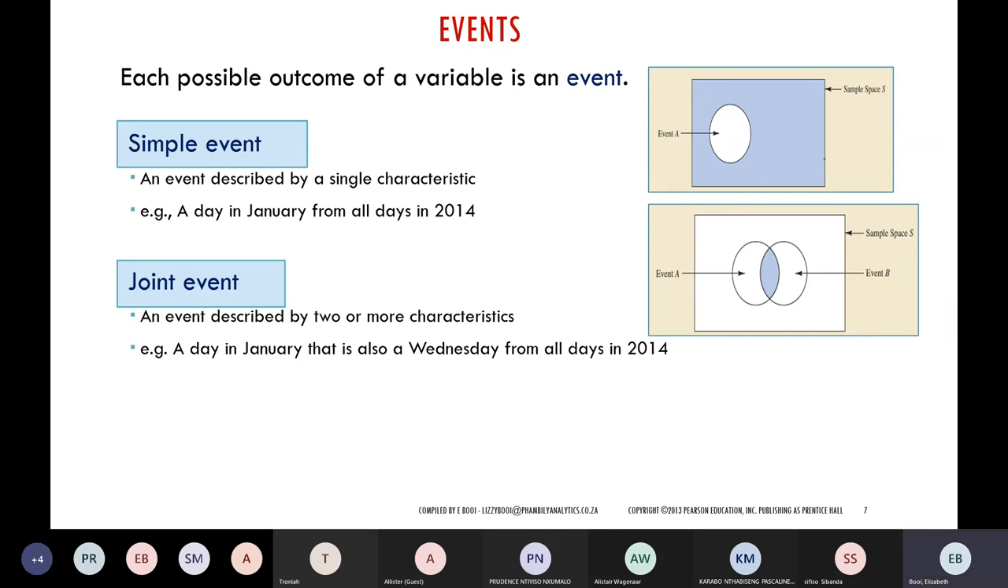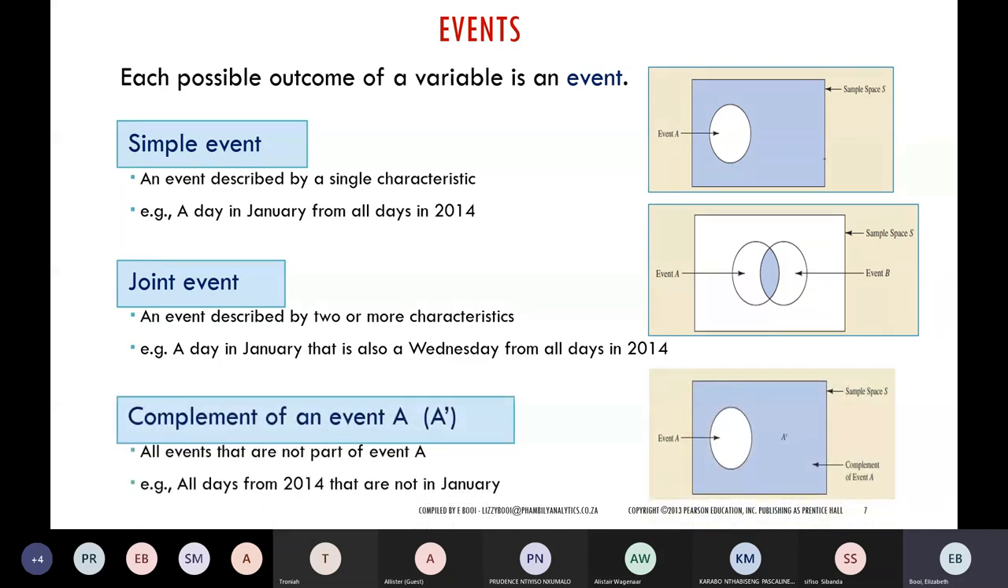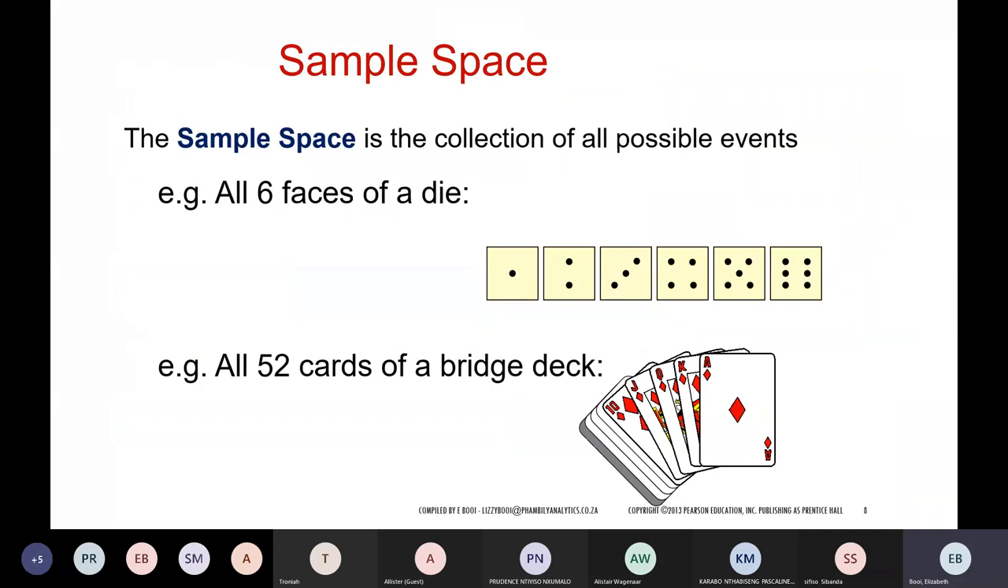Reading while eating is an example. Watching TV while studying is another joint event, because watching TV is an event that you're creating, and eating is another event that you are creating. A complement event is the other event that is not part of the original one, so the complement of A will be any other event that does not include A. And a sample space is a collection of all possible outcomes or events that can happen.